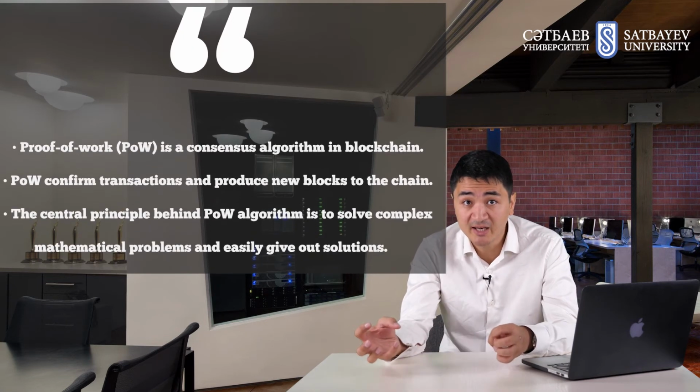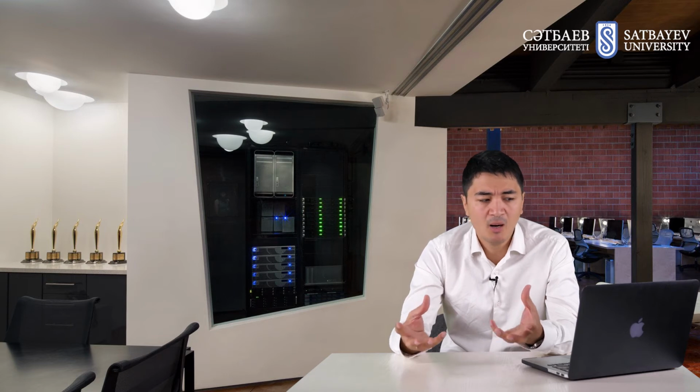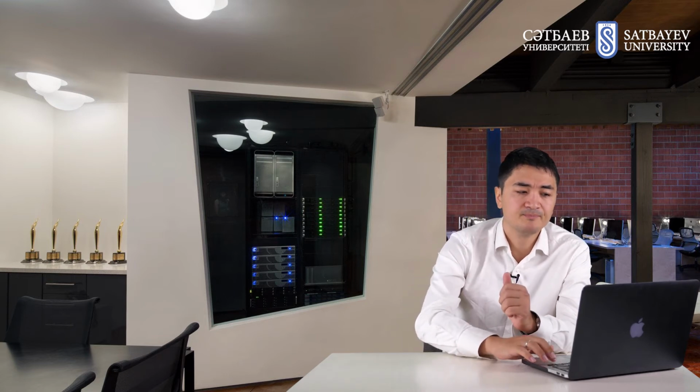And now it is also based on the proof of work that is provided by the consensus algorithm. The proof of work confirms a transaction and produces the new block to the chain that is signed. The central principle behind the proof of work is that the algorithm solves a complex mathematical problem.